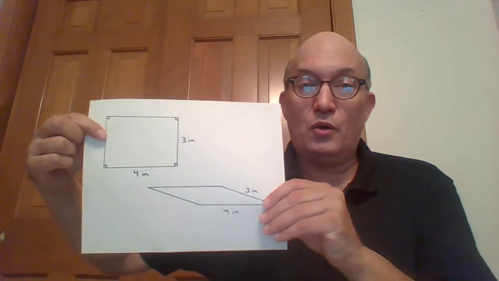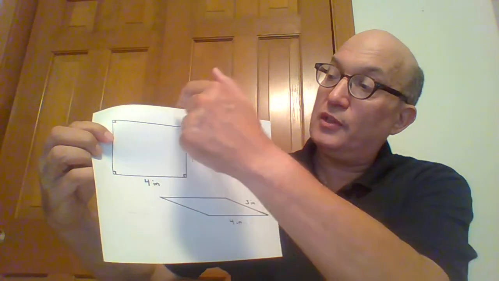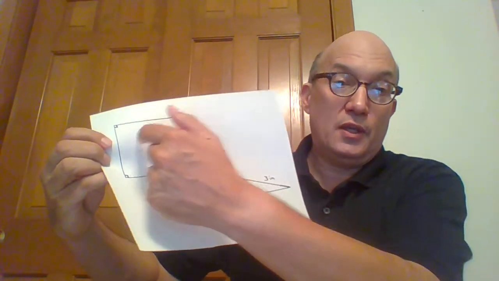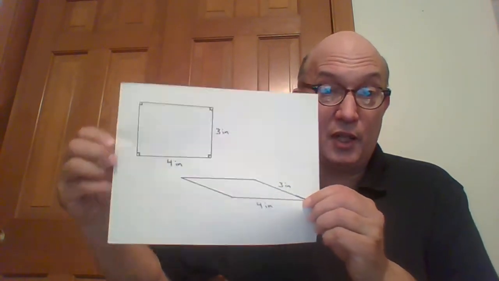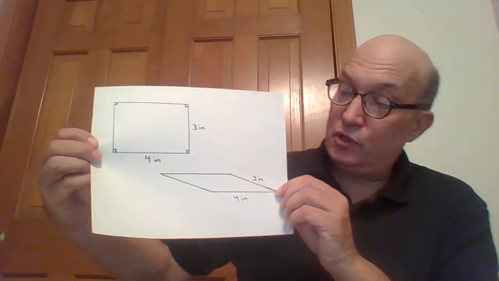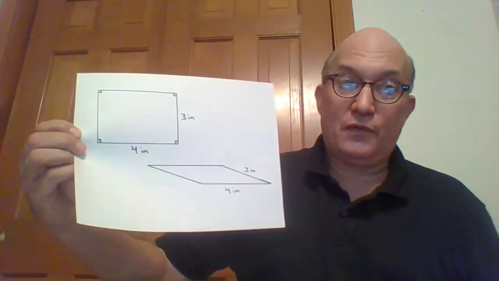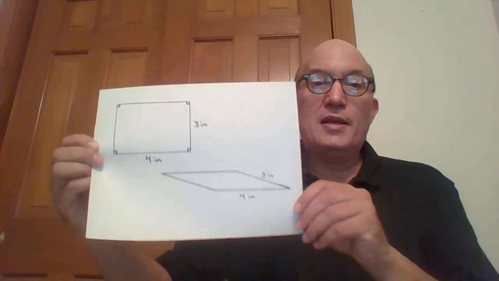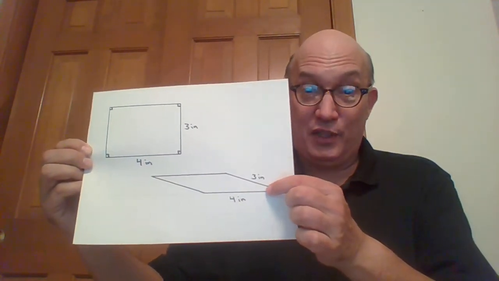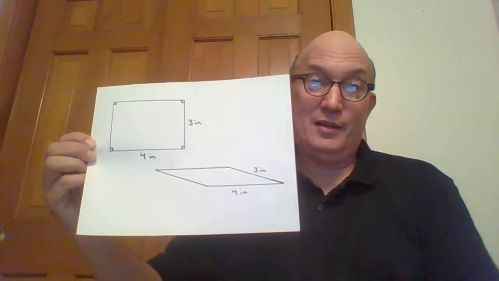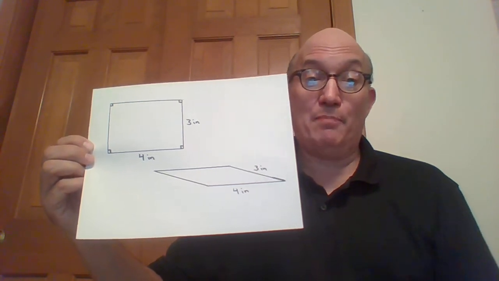The perimeter here would be 14 inches, right? If you add up the 4 inches, the other 4 inches, the 3 inches, and the other 3 inches, it would be 14 inches. The perimeter of this parallelogram is also 14 inches because you've got 4 inches up here and another 3 inches over here. Okay? Same perimeter. Now, the eyeball test should tell you that the area of this parallelogram is much less than the area of that rectangle, even though they have the same perimeters.